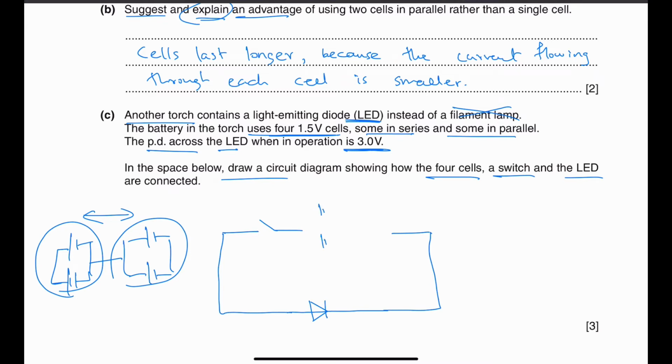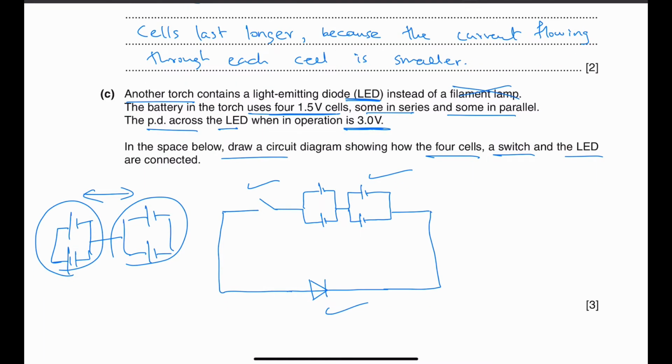I have to make sure that my symbols are neat and clean and proper. Make sure all of them are facing in the same direction, otherwise your diagram would be technically wrong. So now this diagram is complete. We wanted to draw 4 cells, that is done. We wanted to draw a switch, that is also done, and we have also shown an LED. So that basically concludes this question.